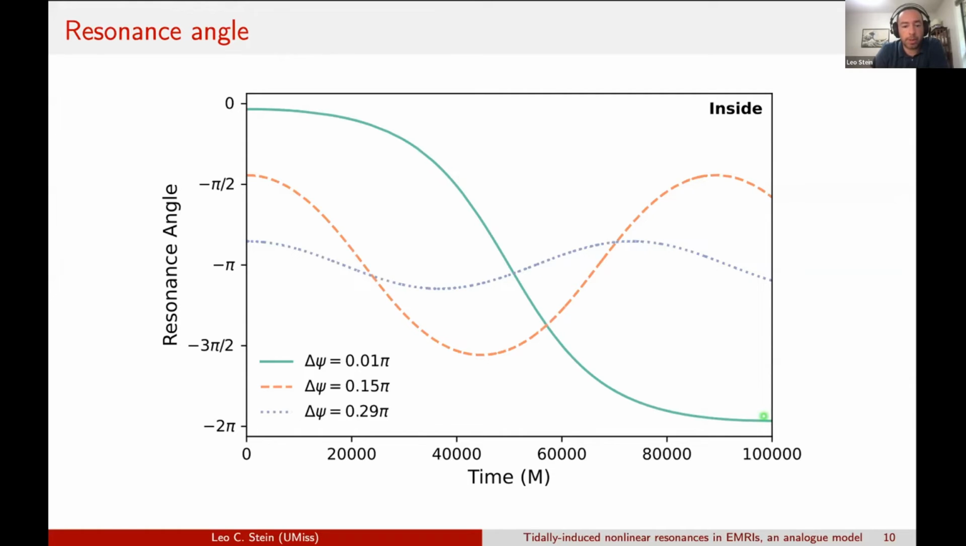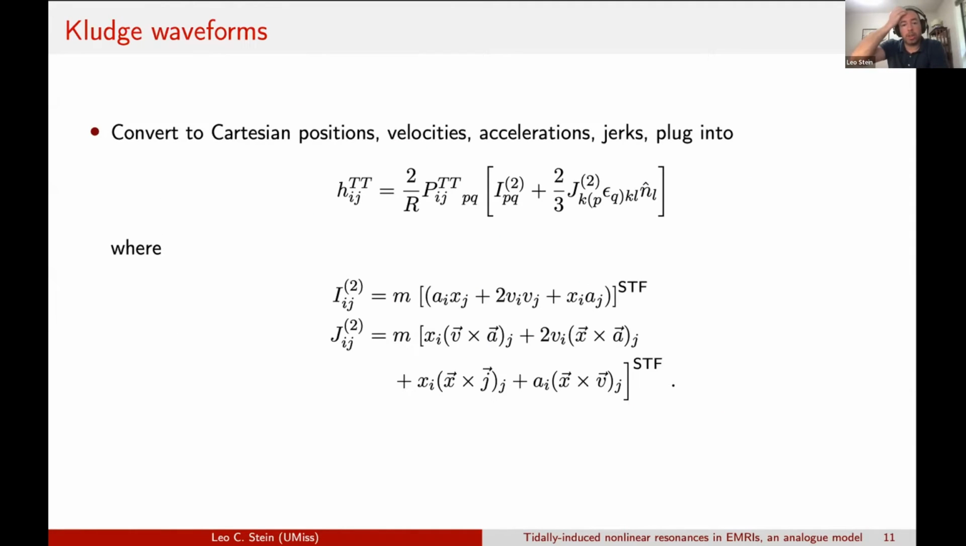So you have to know exactly the details of how you enter the resonance to be able to model the dynamics of this resonance angle. Okay, so that's the orbit. And of course, in Newtonian gravity, we don't have gravitational waves, but we're just using this as a toy model. So let's use a kludge model using some mass quadrupole and current octopole, just the leading two parts of the gravitational wave in a kind of Newtonian description.